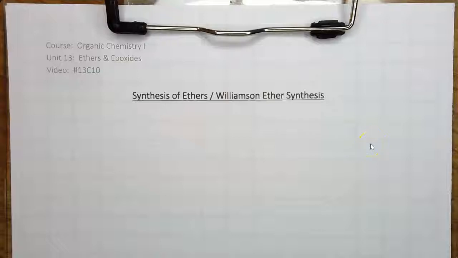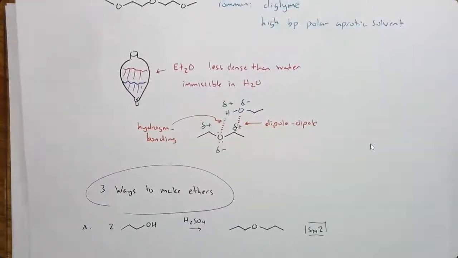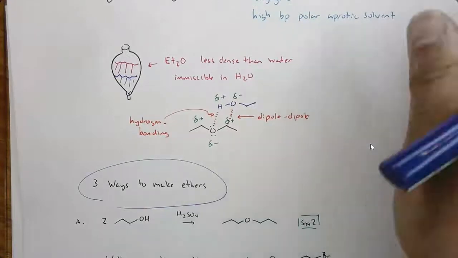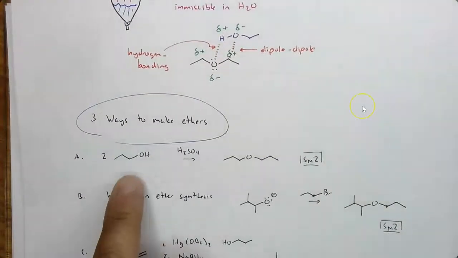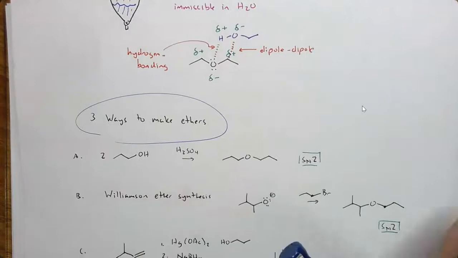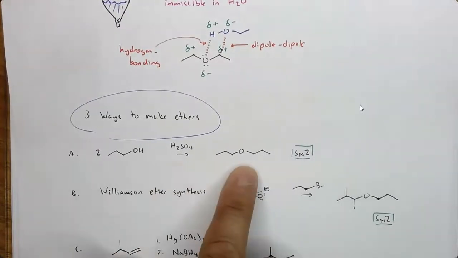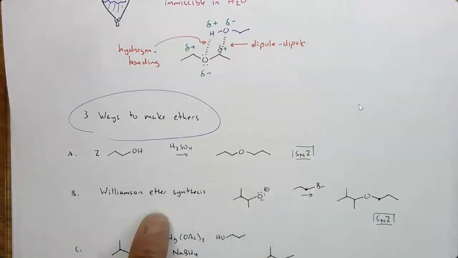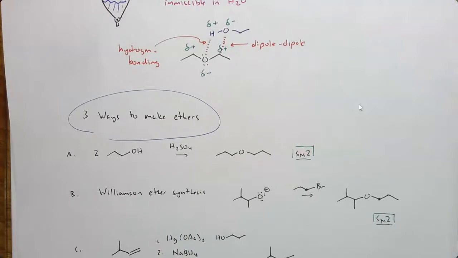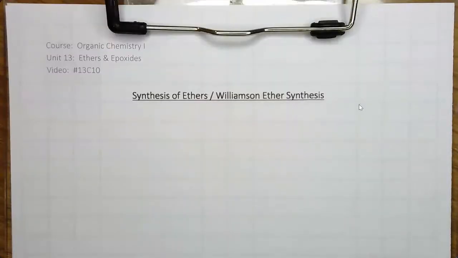Hi everyone, in this video I want to go over a second way to make ethers. If you recall, there are three ways. We went over in the previous video the first way, using two primary alcohols and sulfuric acid to form a symmetrical ether. Williamson ether synthesis, though, gives us an opportunity to make asymmetric ethers. Let me go over a couple of pretty simple examples.